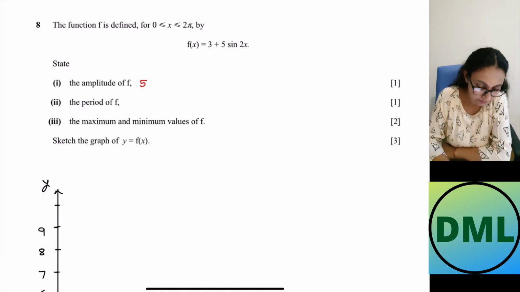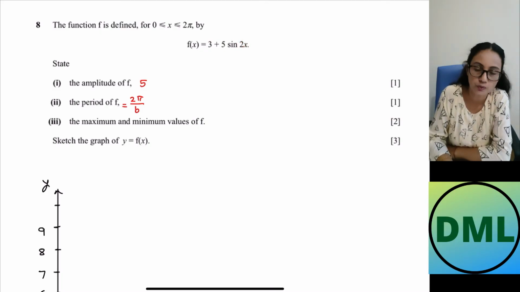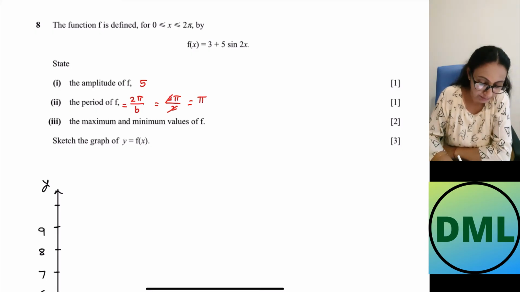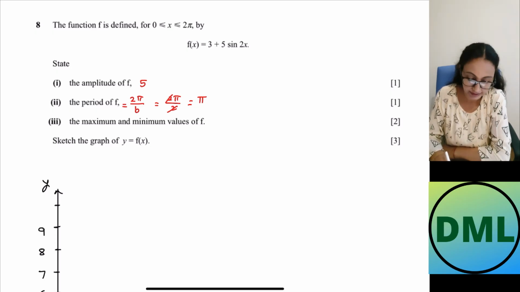I need to calculate my period. What is the period? Period is given by 2 pi by b. What is the value for b here? The value for b is 2. Let's substitute the value: 2 pi by 2. The 2 gets cancelled and it will be pi, which means that my one cycle completes in pi radian. Within 2 pi, there will be 2 cycles.